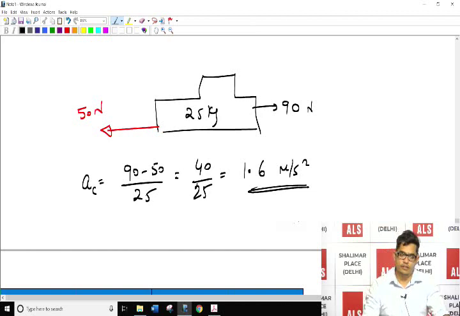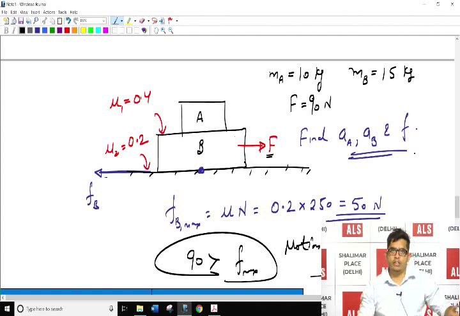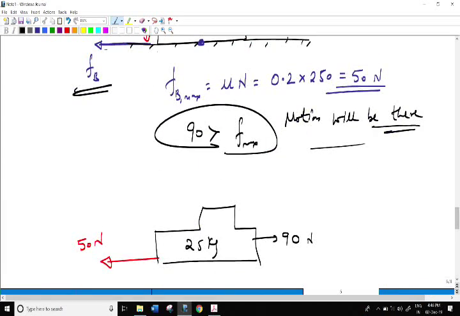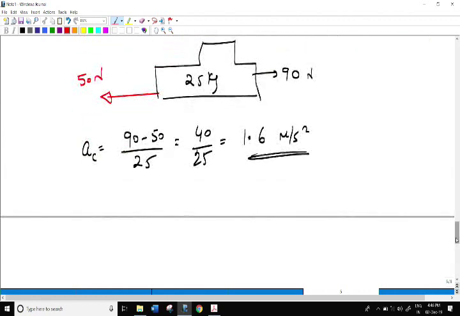In this case, the friction will act on the lower surface as well. And if they are moving, then maximum friction will act. The first step was to check whether the motion will be there or not, because this friction could be large enough to stop the motion. But we checked it is not. 50 Newton is less than 90 Newton, so motion will be there. That is confirmed. Now the common acceleration is 1.6 meter per second square.